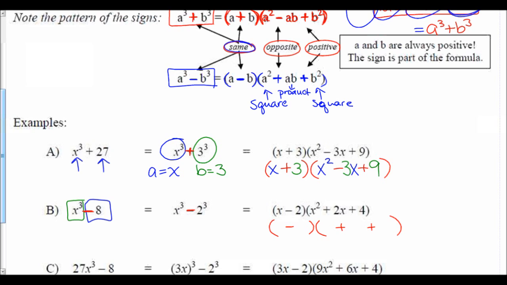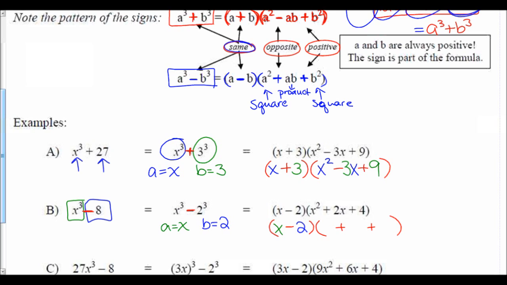Then I have to look at what A and B are. In this case, my A would be x again, and x would be the first thing I put in my factoring. And 8 is 2 cubed, so that means my B is 2, and 2 would be the second thing in my first factor. Then I need to write the 3-term factor.